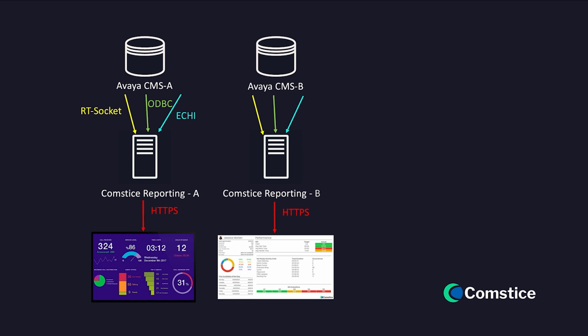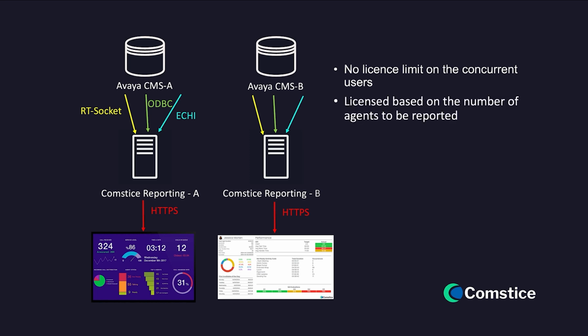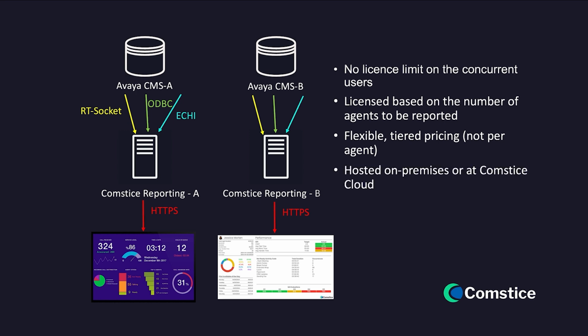For Comstice Quartz, you will need RT socket and database connection licenses from Avaya for each Comstice server. If you have 2 servers, you will need 2 licenses. The Avaya license you need is not tied to the agent count. Comstice Quartz platform is licensed based on the number of agents you want to report. There is no license limit on the concurrent reporting sessions or the reporting users. You can have as many users accessing Comstice Quartz as you want.